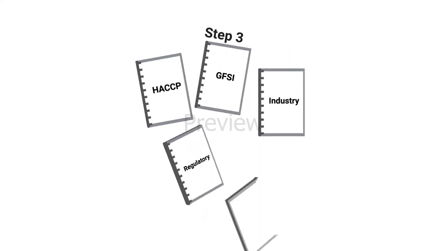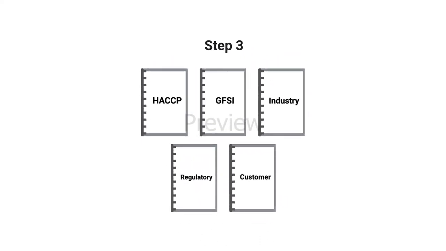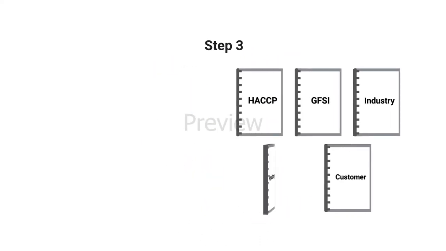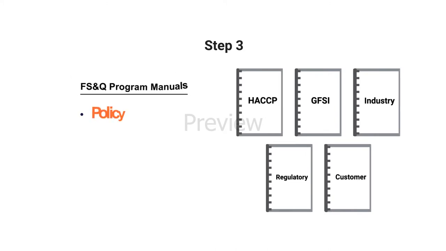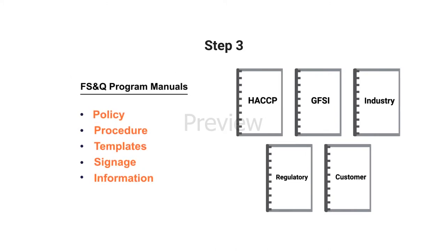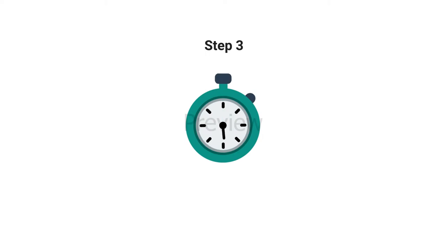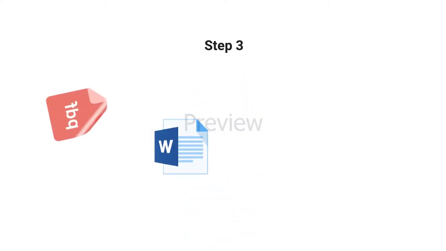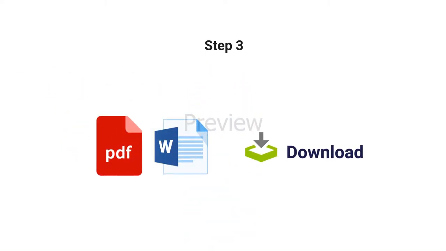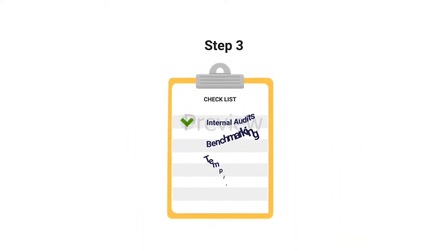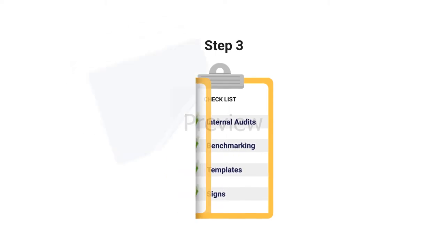Our resources allow you to create, generate, and manage best practice-based HACCP plans and GFSI compliant food compliance program manuals based on your selection of food standards. In just a number of clicks, your FSNQ compliance program manual will be formatted by our unique technology platform. Download tailored checklists for activities such as internal audits or benchmarking, and hundreds of templates and signs.